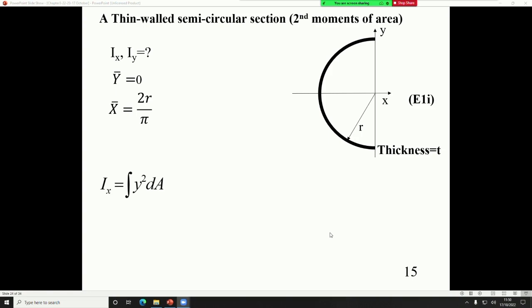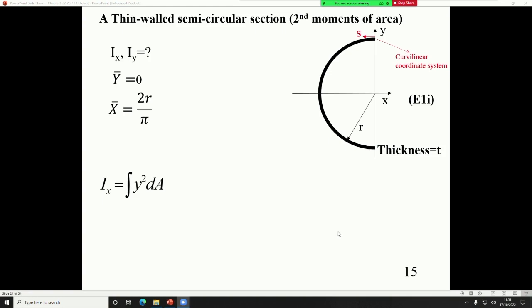Because this is a thin section, we can make some approximation. This is the curvilinear coordinate system. We usually put the origin at the open end. If it's a closed-ended thin-walled section, you can put it anywhere. For an open section, it's better to put it at the origin of the section. Well, it doesn't make any difference, you get the same answer. This is just common to do.